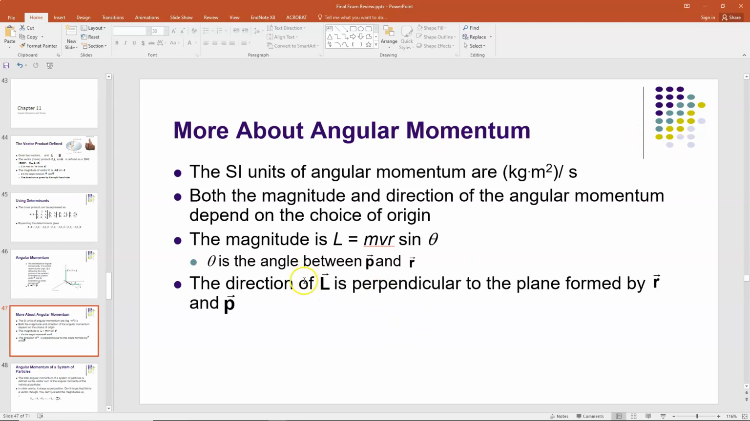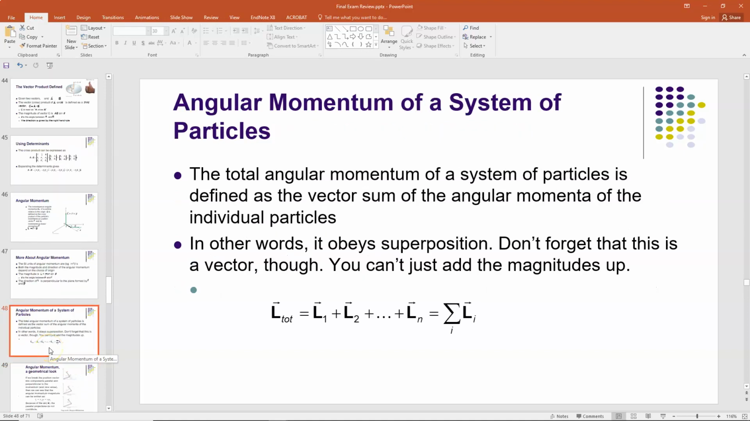L is going to be perpendicular to the plane formed by R and P. And for a lot of problems, L is going to point along the rotation axis, okay? Now, angular momentum obeys superposition, which means that your total angular momentum will be the sum of all the angular momenta from all the different parts of the system. So you just add them up.